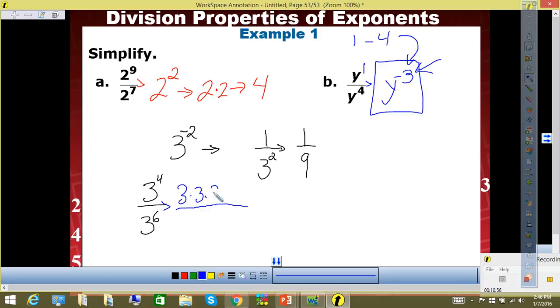3 times 3 times 3 times 3. 3 times 3 times 3 times 3 times 3 times 3. 3 over 3 is 1. 3 over 3 is 1. 1 and 1. Therefore, what is 1 times 1 times 1 times 1? What is 1 times 1 times 1 times 1 times 3 times 3? 3 to the second. And that's what we get here, which becomes that.